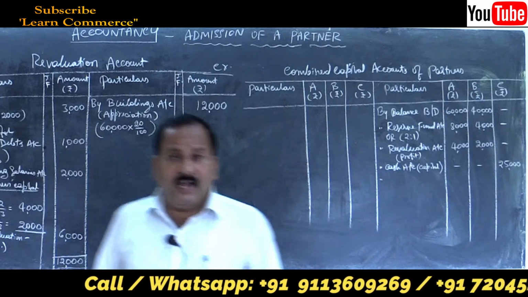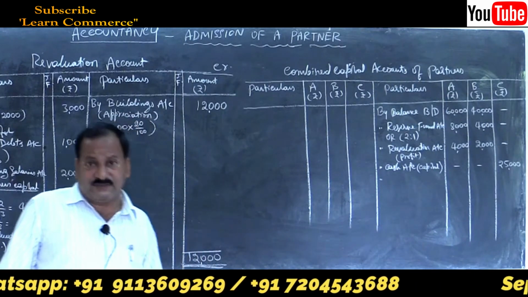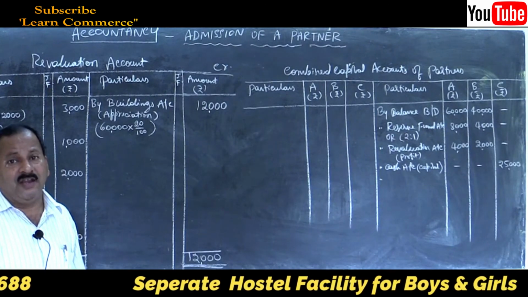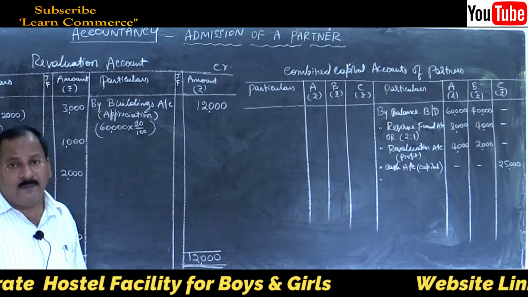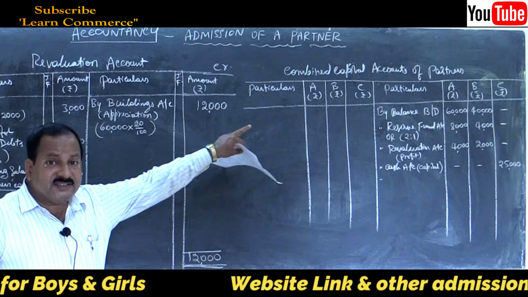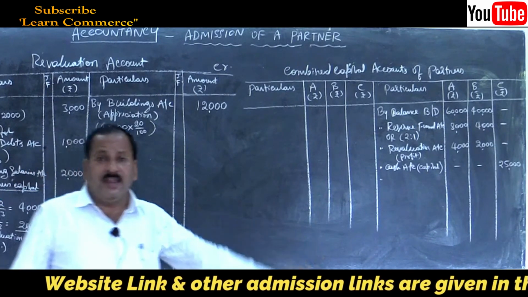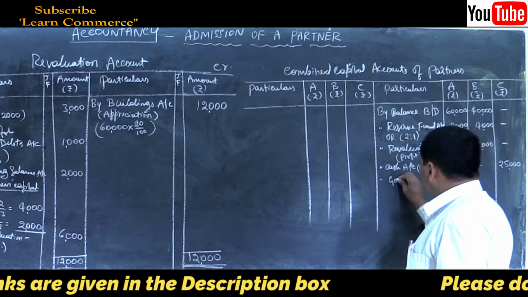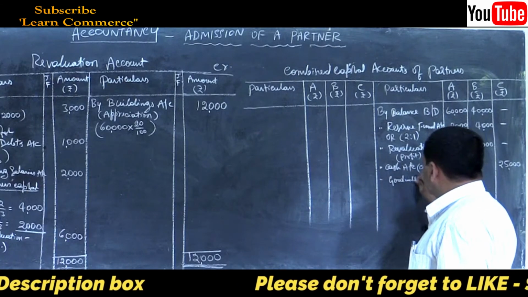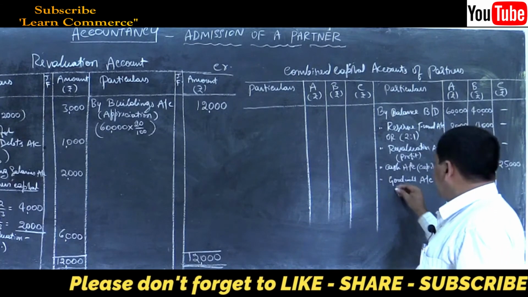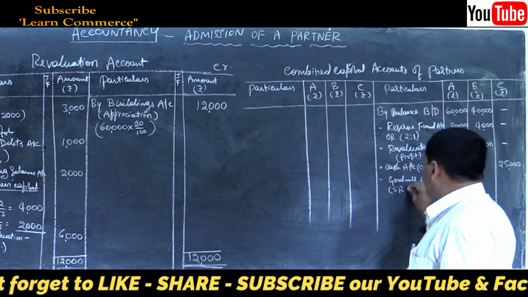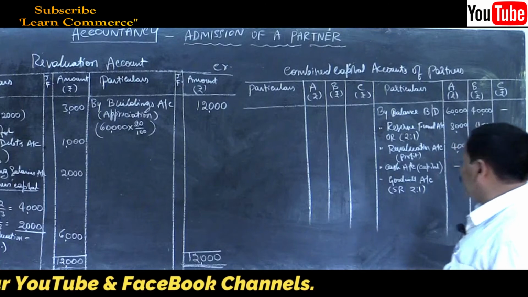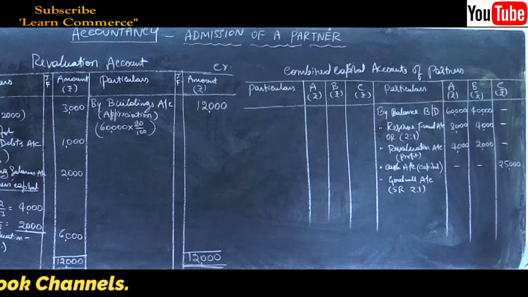So right here, journal entry will be cash account debtor to goodwill account when cash is brought in towards goodwill, and when it is distributed among old partners, goodwill account debtor to old partners capital account. So old partners capital account is credited by goodwill account. Right here, sacrifice ratio, SR, 2:1. Same ratio, but you have to write sacrifice ratio.